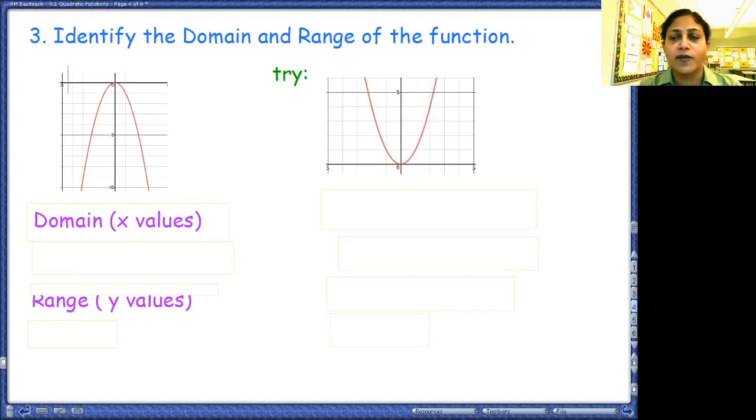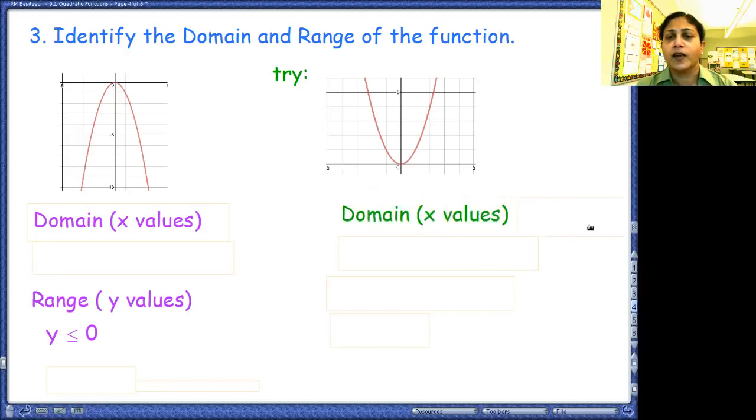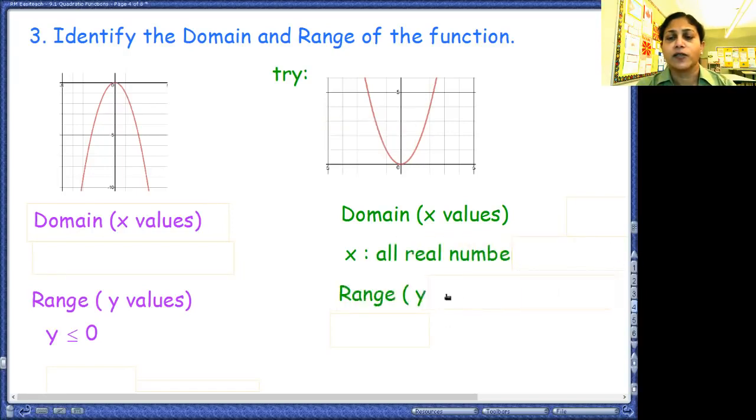Alright, x is all real numbers, and the y values are the range, and we can say that y is less than or equal to 0. So you try the one on the right. Here the parabola is opening up, and the lowest it goes is to the origin 0, 0. So the x values, the domain, are all real numbers, and the y values, which is the range, is greater than or equal to 0.